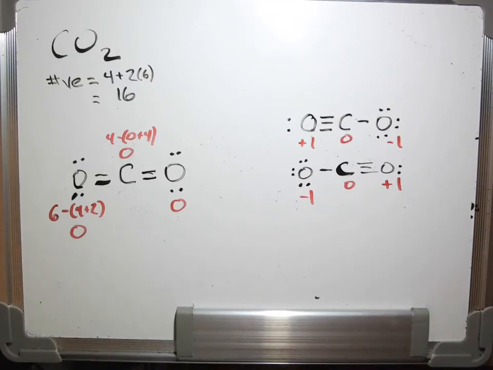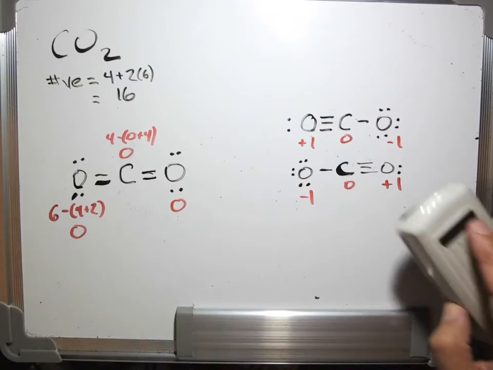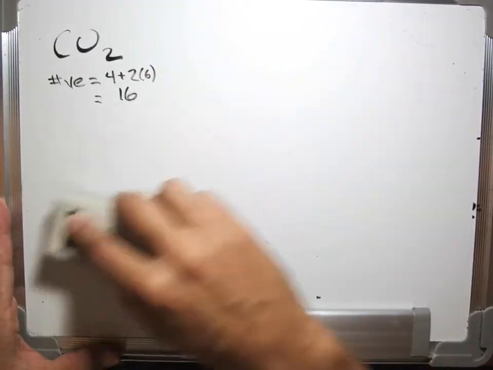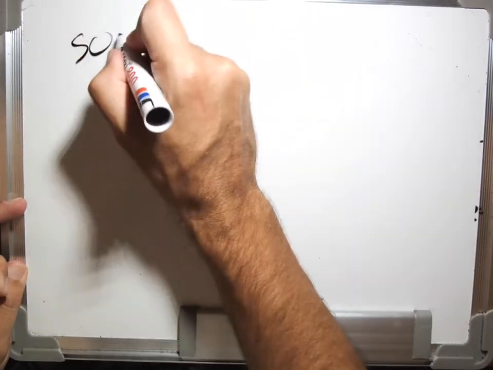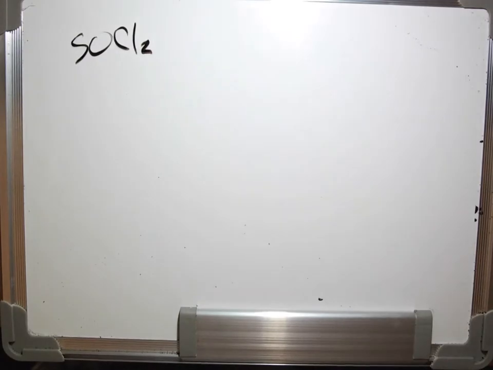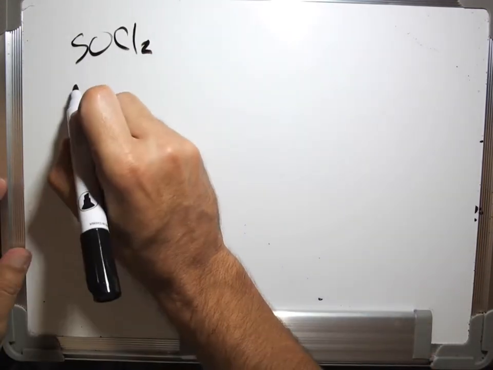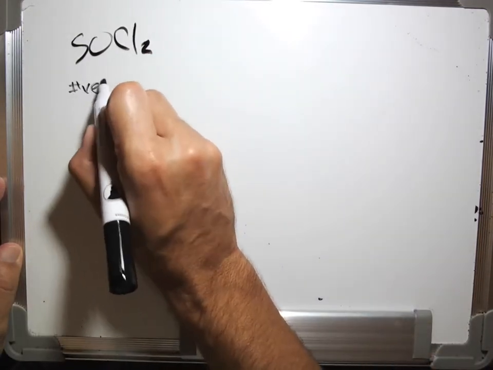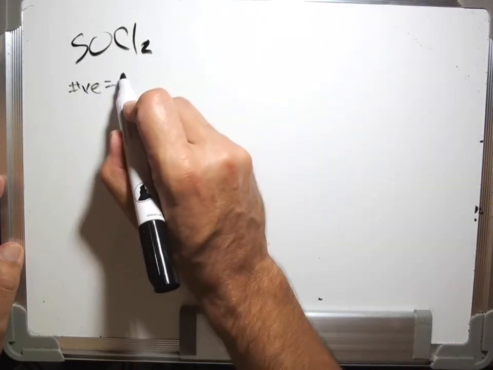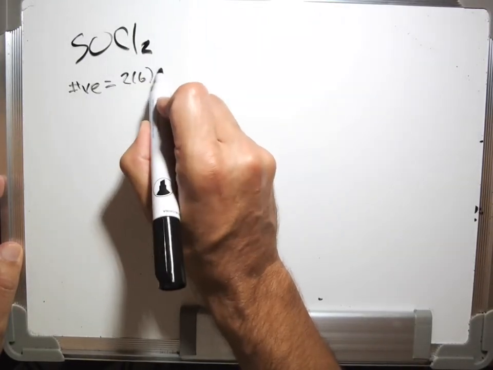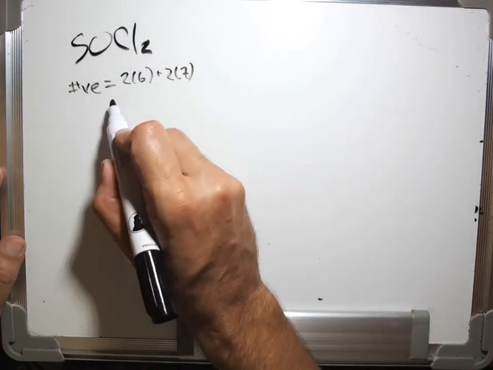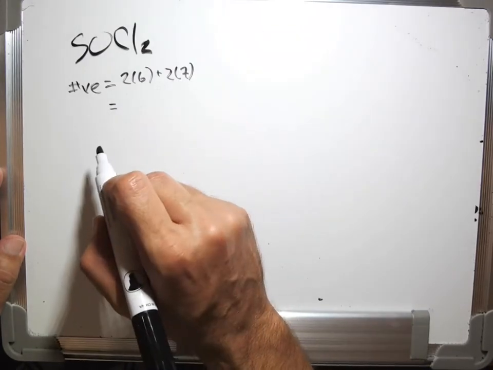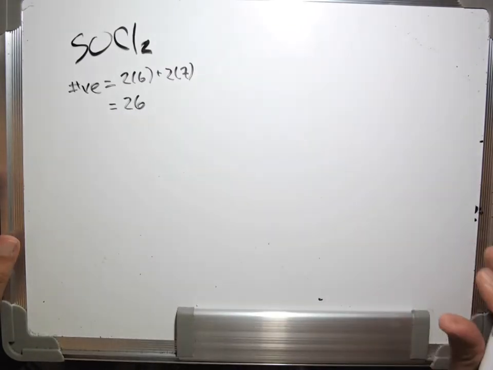Let's try one more. Let's do thionyl chloride. This would have formula SOCl2. So again, we'll start by identifying how many valence electrons we have. All right, I've got 2 atoms from group 6, so 2 times 6, I've got 2 from group 7, 2 times 7. I do this arithmetic, I'm going to have 12 plus 14 for 26 valence electrons.